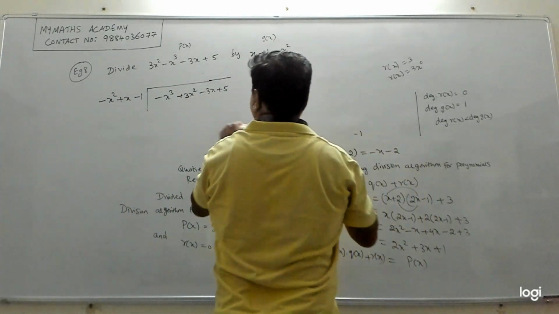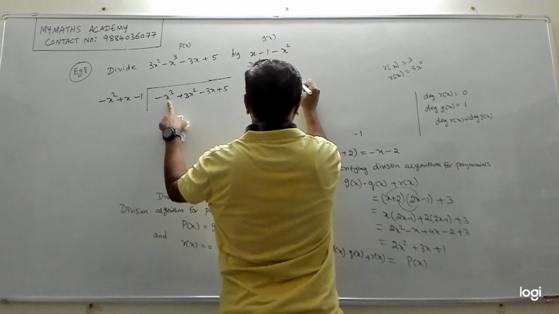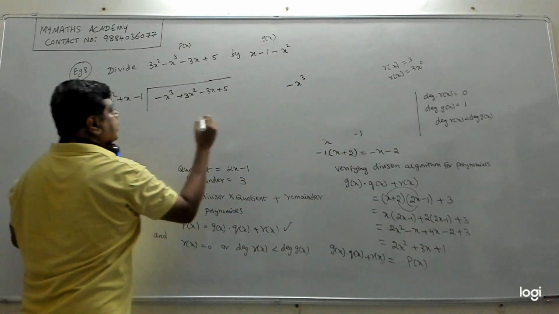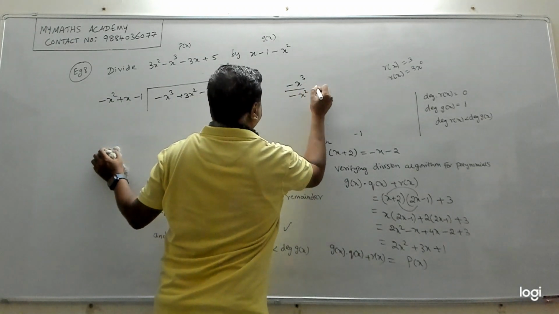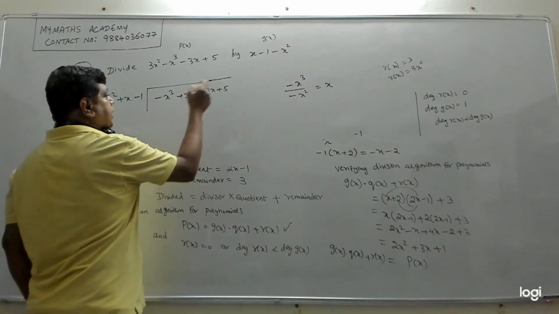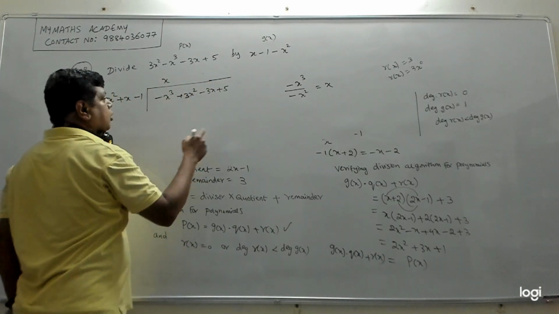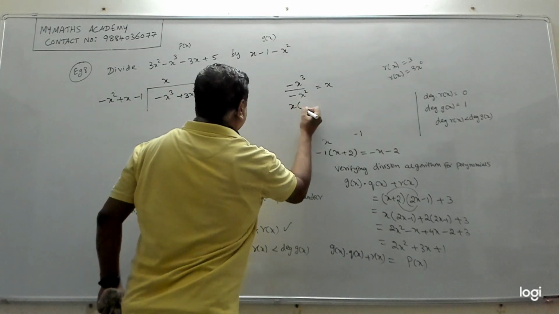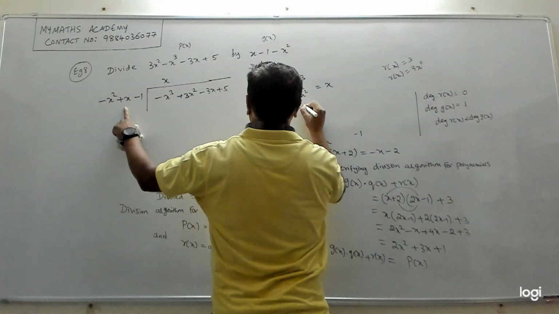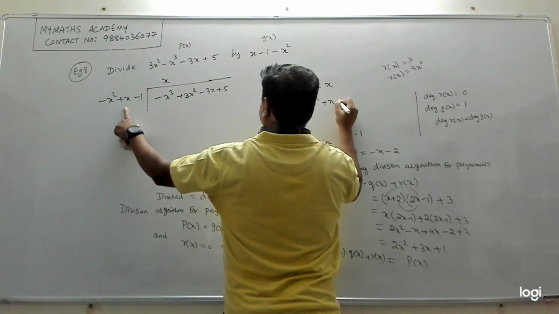So the first term of this is minus x cube by minus x square. That gives me x. Minus minus will get cancelled. Now that x you should put it here. So this is x. Now x into this whole thing. To multiply x with this whole thing, that is what? Minus x square plus x minus 1.